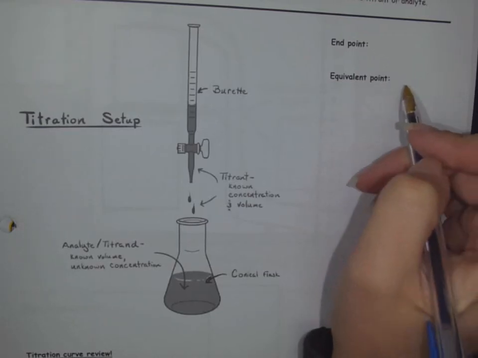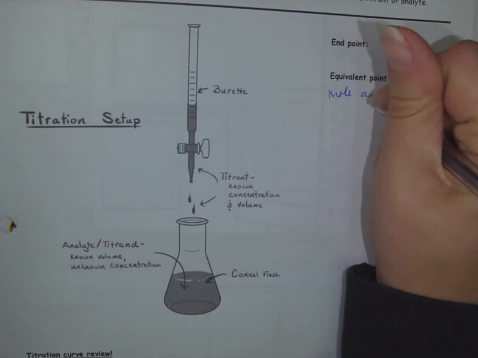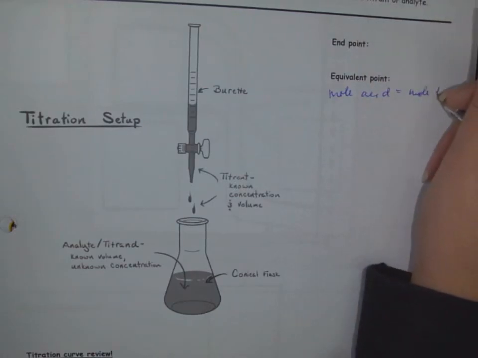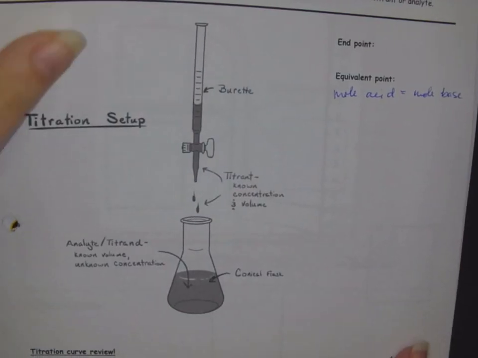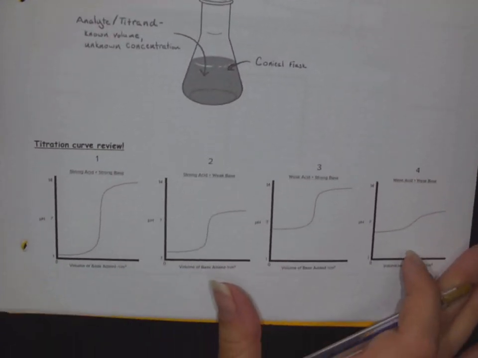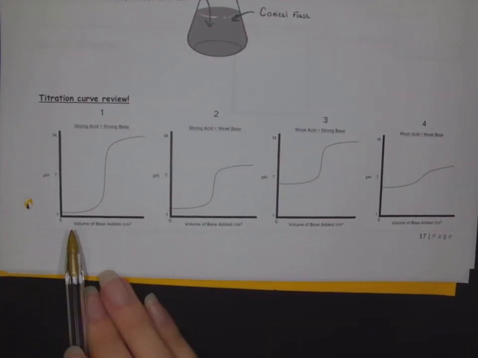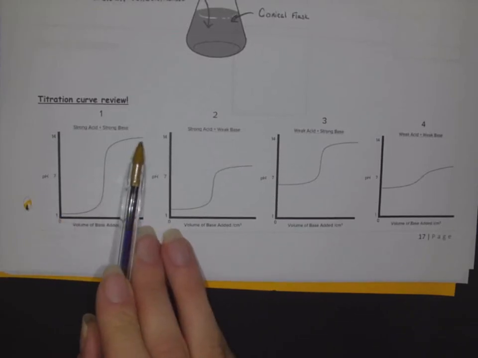So equivalence point is when the moles of the acid equal the moles of the base. Okay, this is the equivalence point. Now, if we look at all these different titration curves, and you've seen these before, if the pH is starting off really low, that would mean it's a strong acid. And if the pH is ending really high, then that would be a strong base.